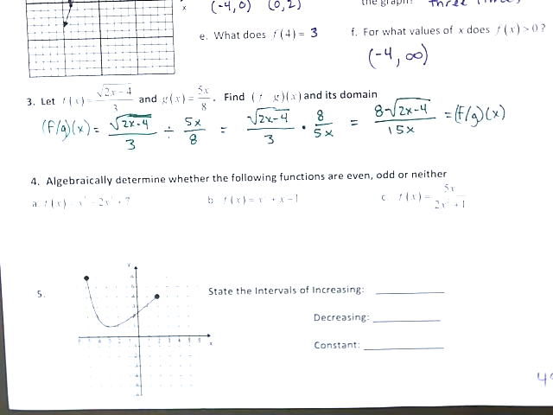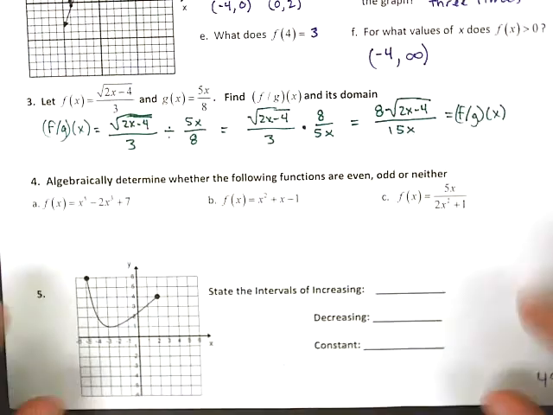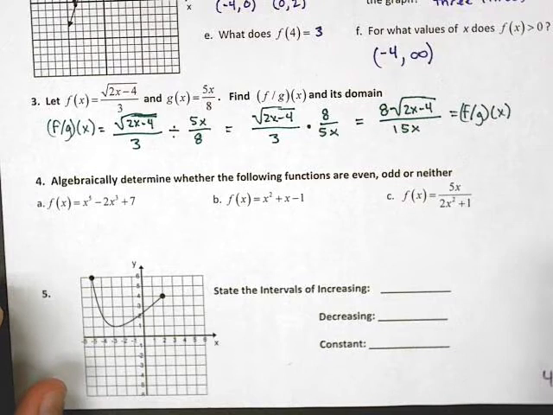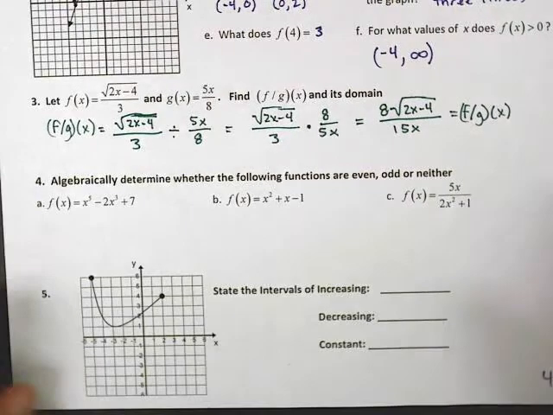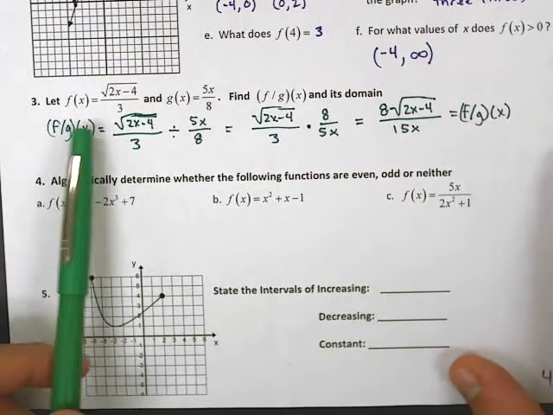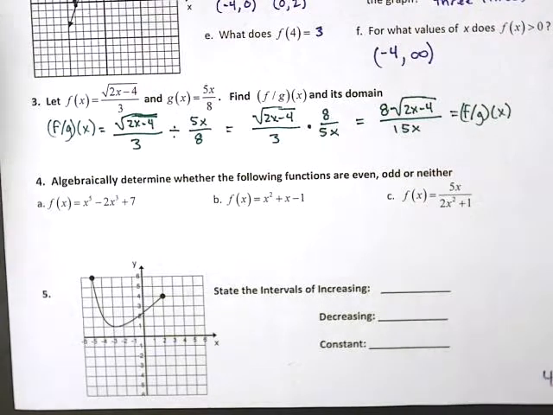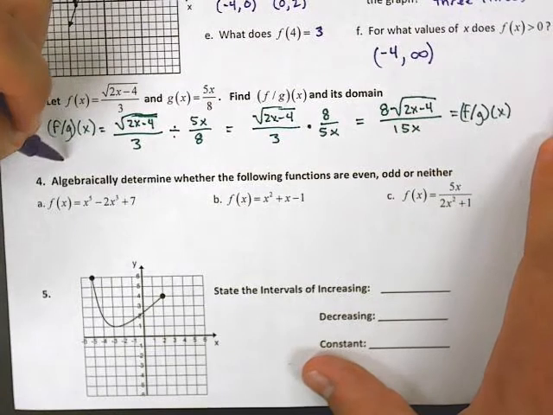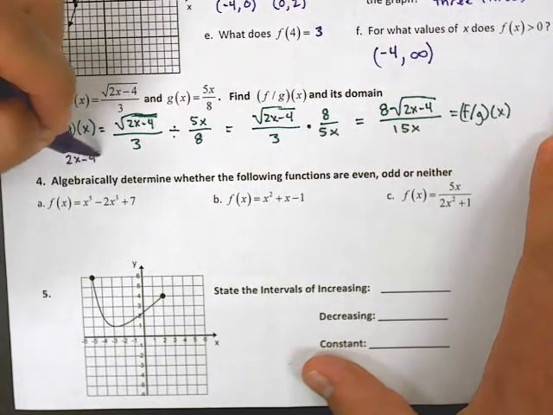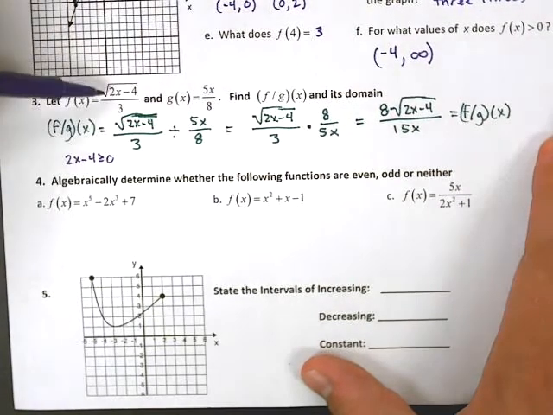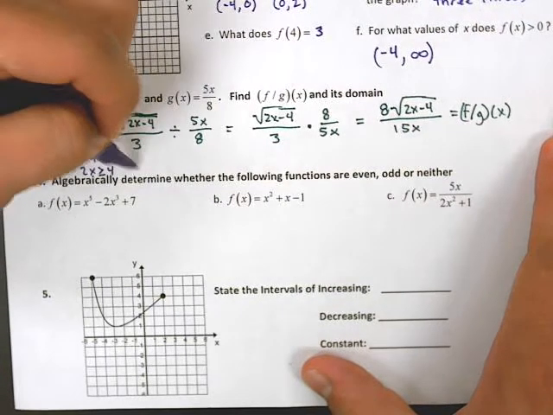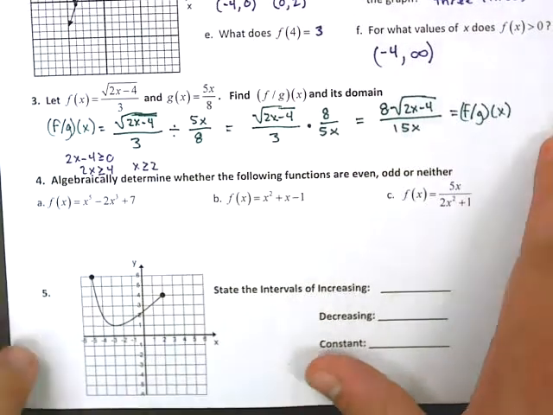Now it does ask for the domain. Remember, when we do these operations of functions, you need to check for the domain everywhere, okay? So let's take a look at f of x. Yes, we do have a restriction from f of x. So that means 2x minus 4 must be greater than or equal to 0 because it's a radical in the numerator. We keep going, we say 2x must be greater than or equal to 4, or x must be greater than or equal to 2.